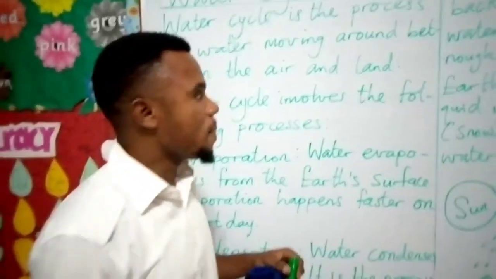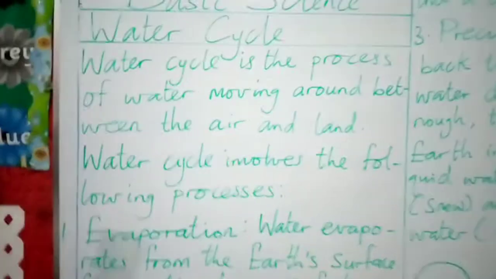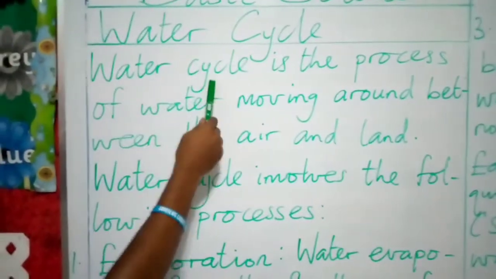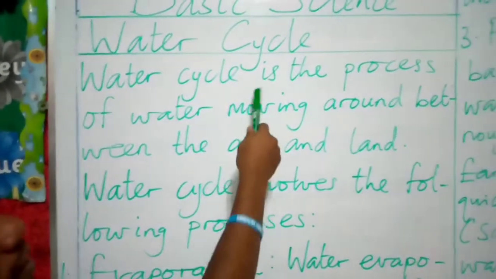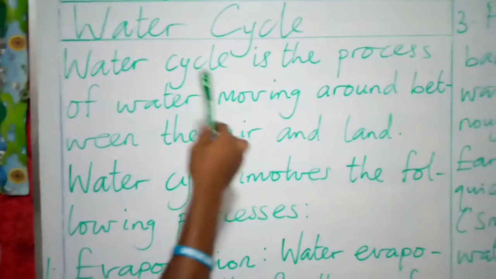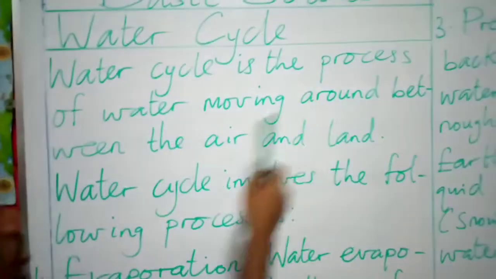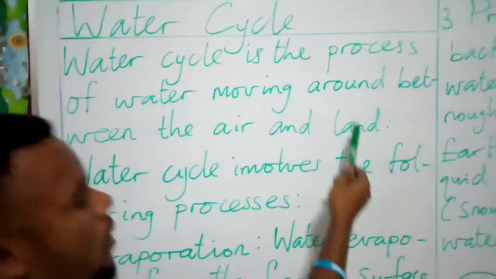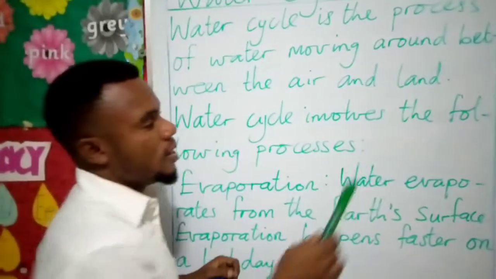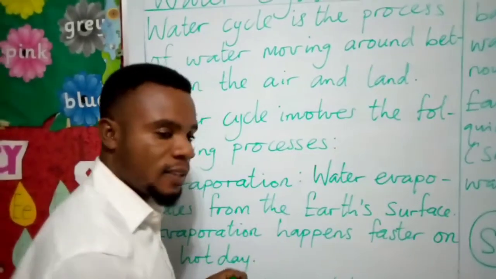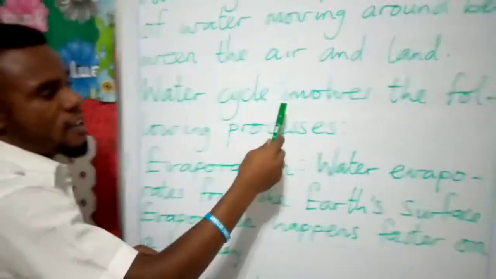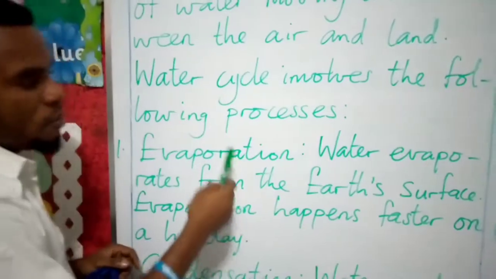Now, we'll go through the definition again, and you repeat after me. Water cycle is the process of water moving around between the air and land. So we classify the air as what? Atmosphere, and the land as the earth. Good. Water cycle involves the following processes.